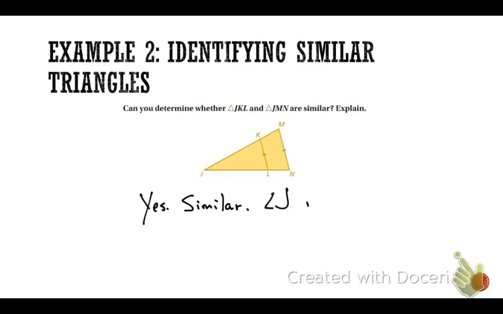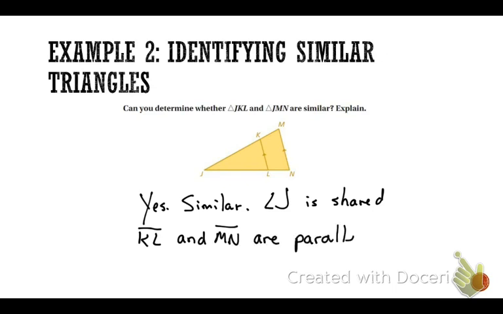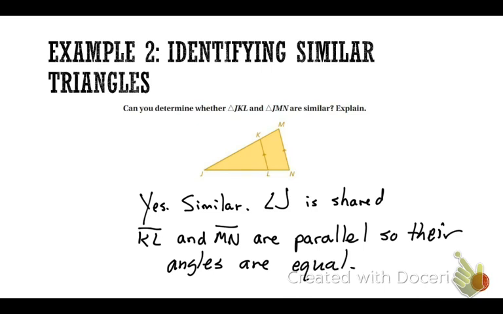Angle J is shared. Both triangles have that angle. And because line KL and MN are parallel, so their angles are congruent. Their angles are equal. You can say equal, you can say congruent, same thing.